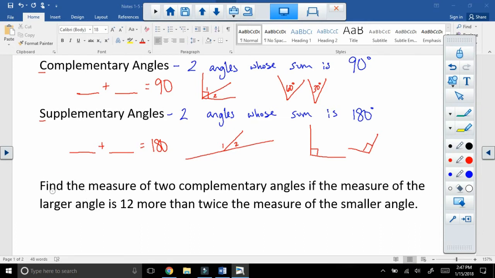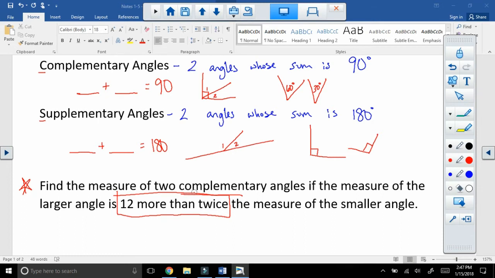So going down here, this is kind of an algebra example. Sometimes people struggle with how to set up these algebra examples. So I'll walk you through this one and we'll practice more like this in class. It says, find the measure of two complementary angles if the measure of the larger angle is 12 more than twice the measure of the smaller. So I have a couple things going on here. I am going to have to write an equation, and I'll show you how I like to write those equations.